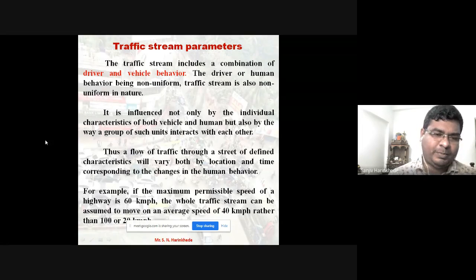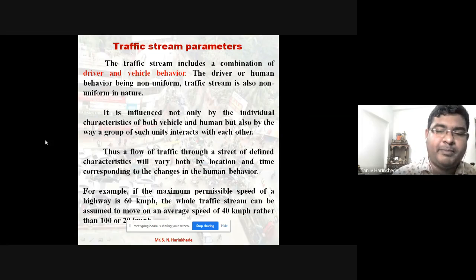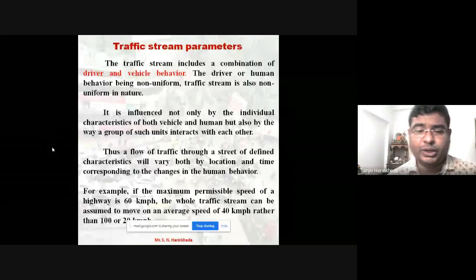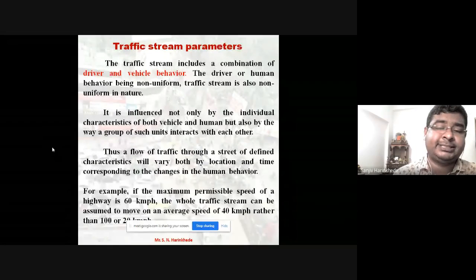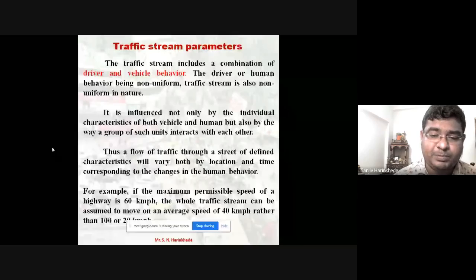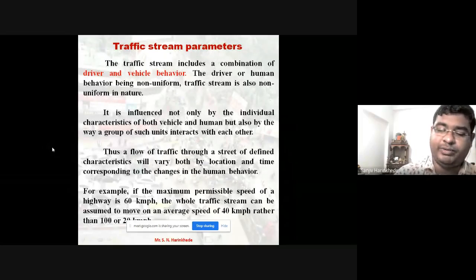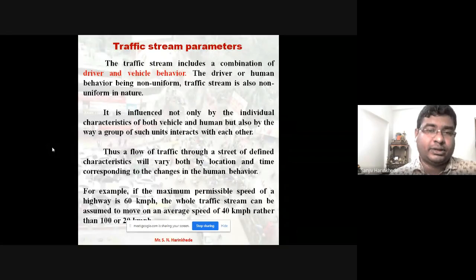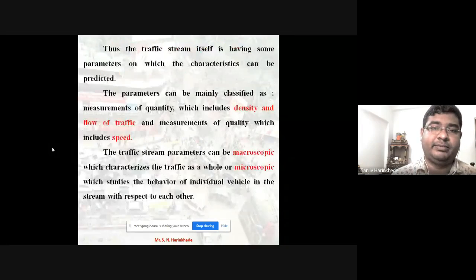As an example, if the maximum permissible speed of a vehicle on a highway is 60 km per hour, the whole traffic stream can be assumed to move at an average speed of 40 km per hour rather than 100 or 120 km per hour. Okay, so that is the basic combination of driver and vehicle behavior.